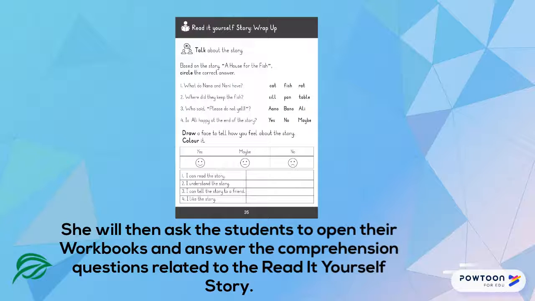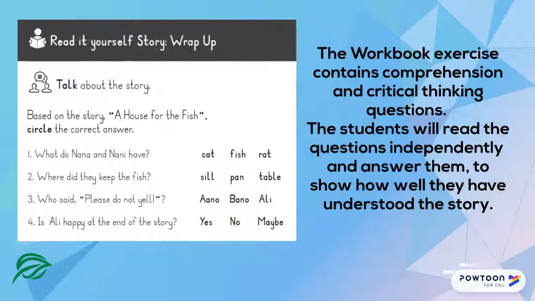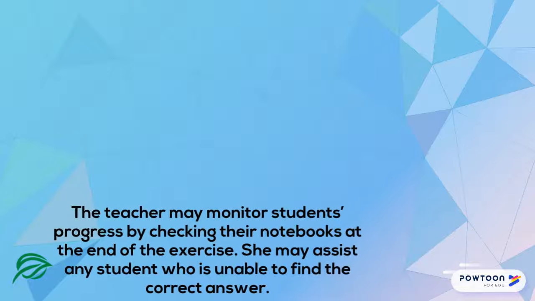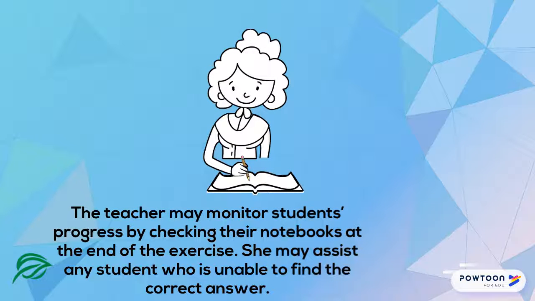She will then ask the students to open their workbooks and answer the comprehension questions related to the read it yourself story. The workbook exercise contains comprehension and critical thinking questions. The students will read the questions independently and answer them to show how well they have understood the story. The teacher may monitor students' progress by checking their notebooks at the end of the exercise. She may assist any student who is unable to find the correct answer.